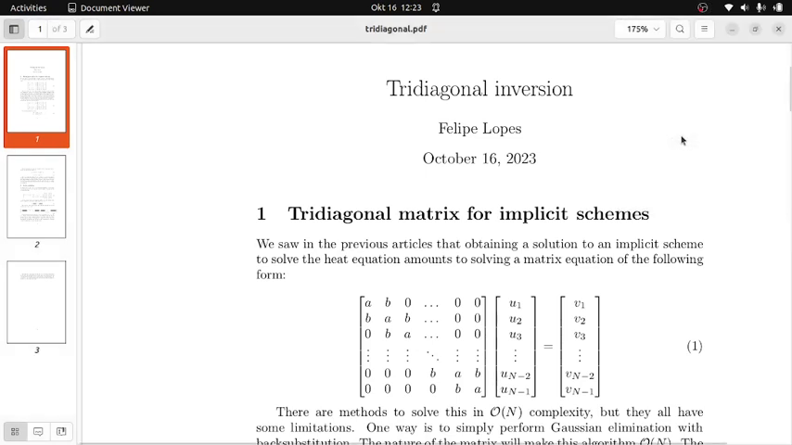Welcome back. Today we continue our series on diffusion image filtering. We're going to start to work on some themes that we will need in order to implement a filter in a realistic software. And the first of these is tridiagonal inversion.